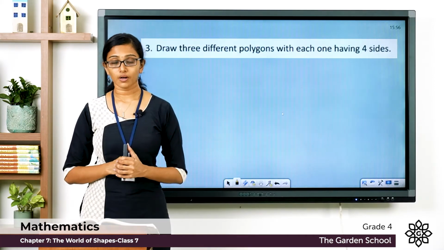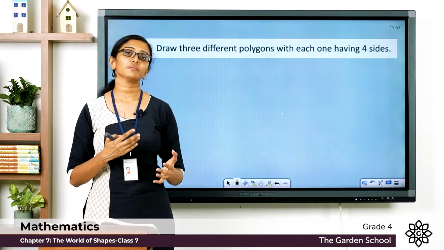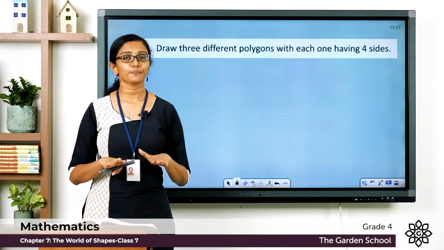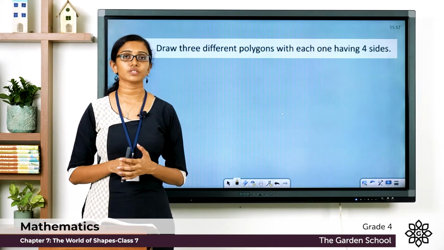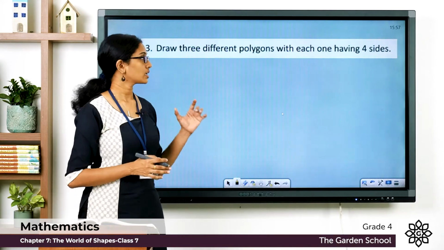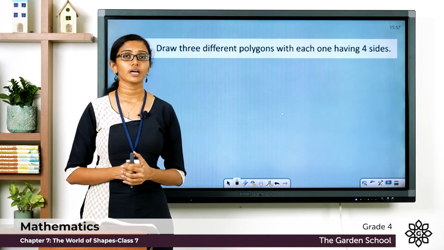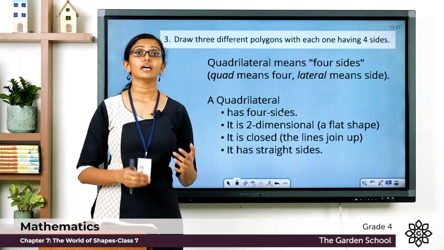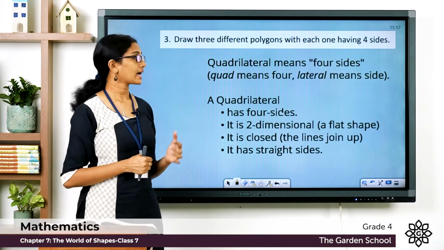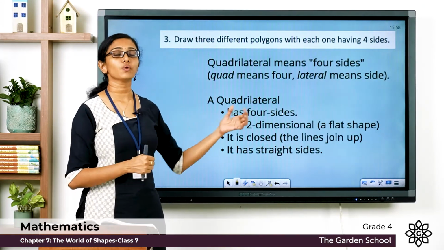Draw 3 different polygons with each one having 4 sides. So what do you mean by a polygon? A polygon is a closed plane shape or a flat shape which is made up of 3 or more line segments. And when you're having a polygon with 4 sides, what do you call it? We call that polygon a quadrilateral. The word quad means 4 and lateral means sides. So quadrilateral means having 4 sides.